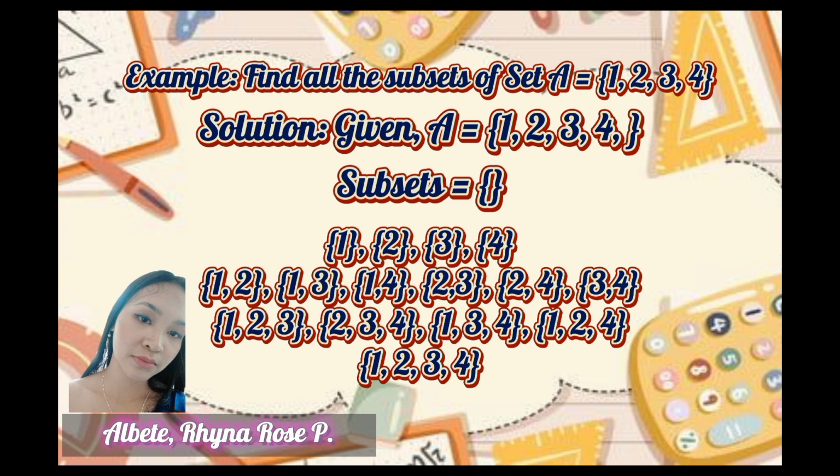What is a universal set? A universal set is a set which contains all the elements or objects of the other sets, including its own elements. It is usually denoted by the symbol U.